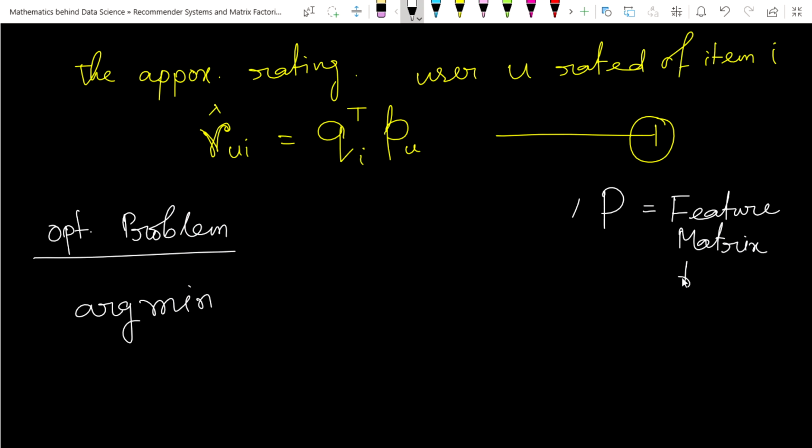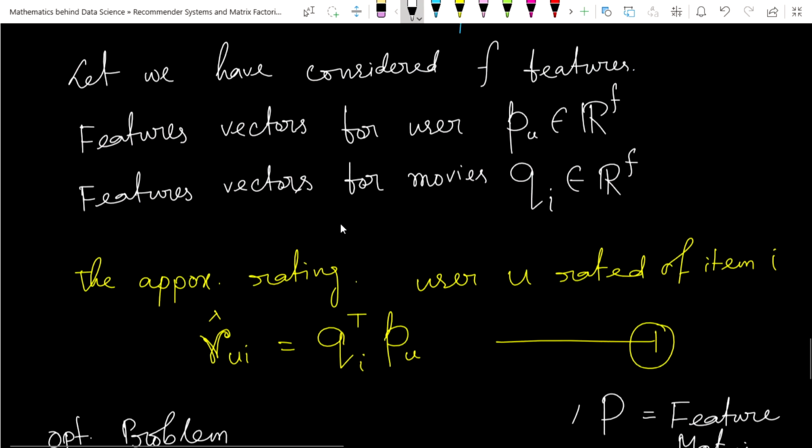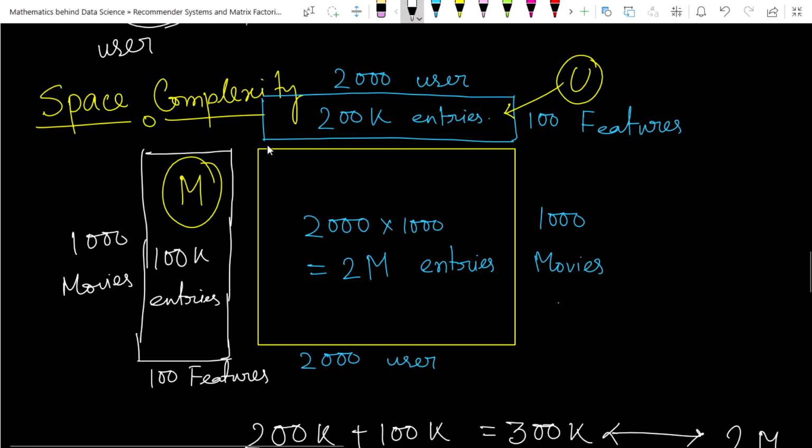Features matrix for U, for user, and Q is the features matrix for items. Okay, this features matrix, I'm talking about this matrix and this matrix. These things are actually movies.